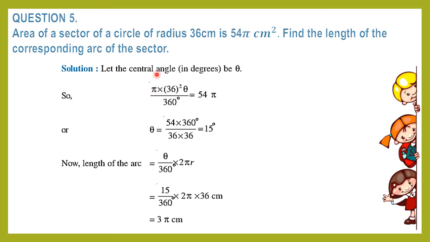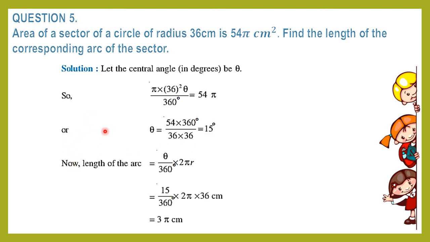First of all, as you know, let the central angle be theta. Clear? So what is the area of sector? Area of sector is what? Theta upon 360 degree into pi r square, and which is already given as 54 pi. Pi and pi will cancel out. So after solving this, we will get the value of theta. Theta is what? 15. It means we got the central angle as 15 degree.